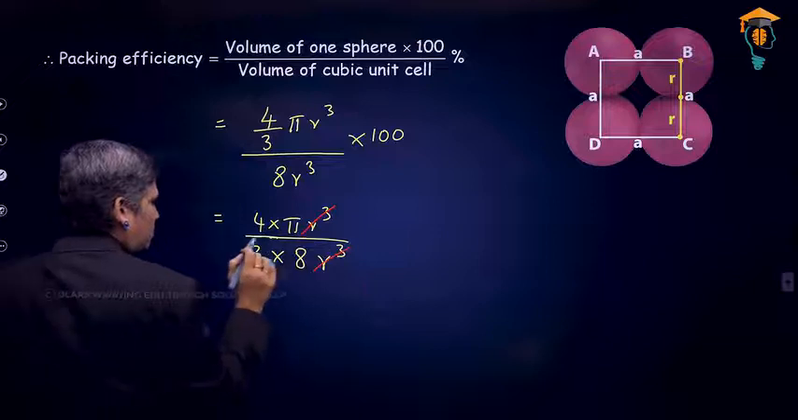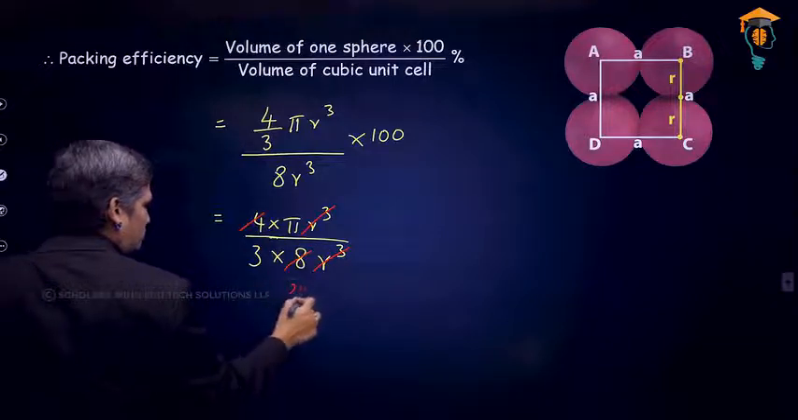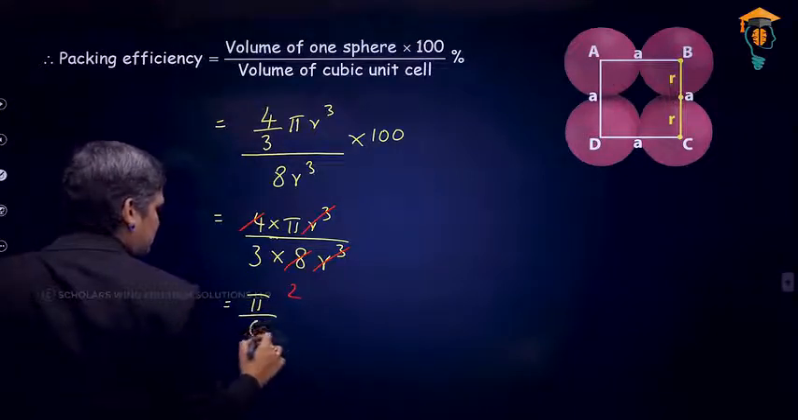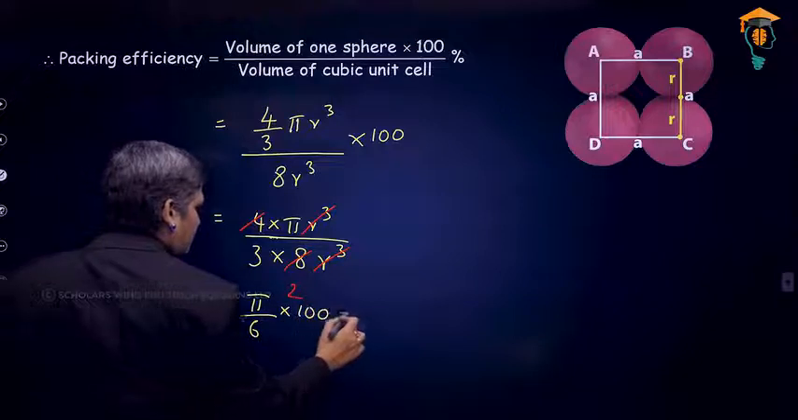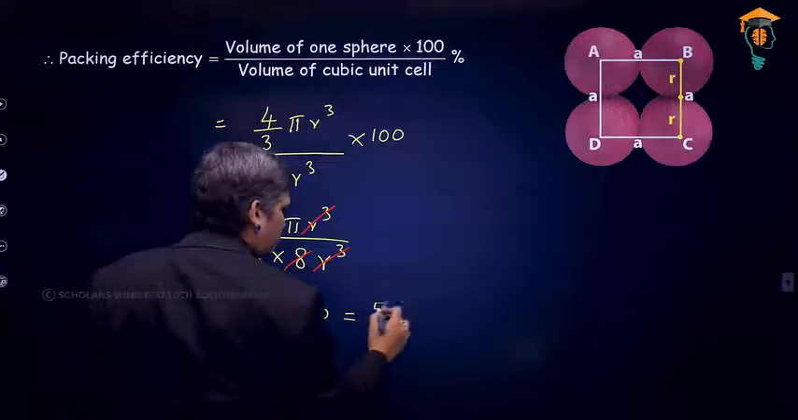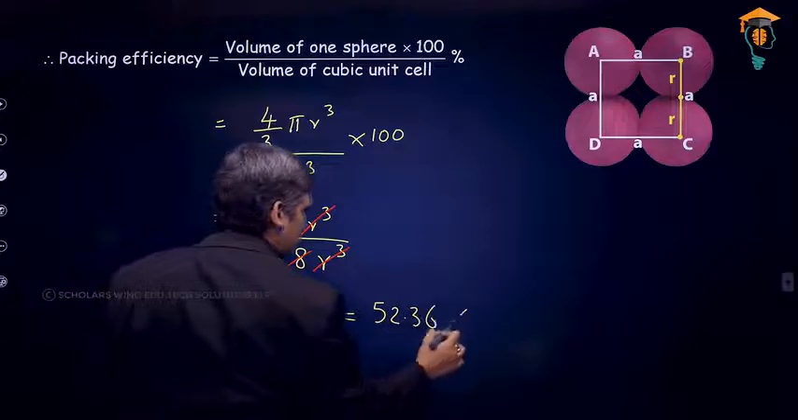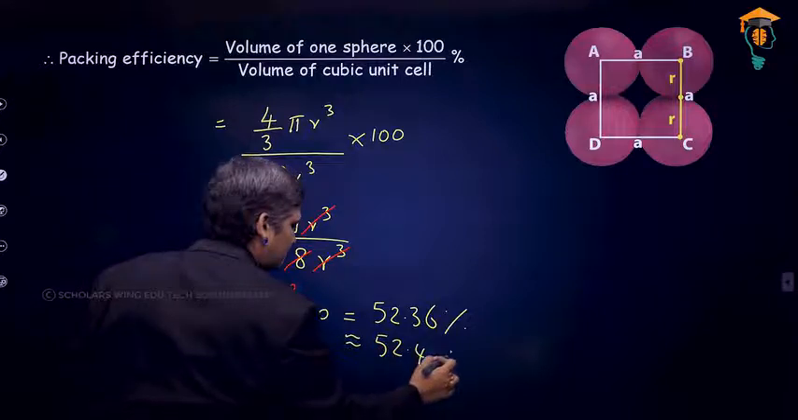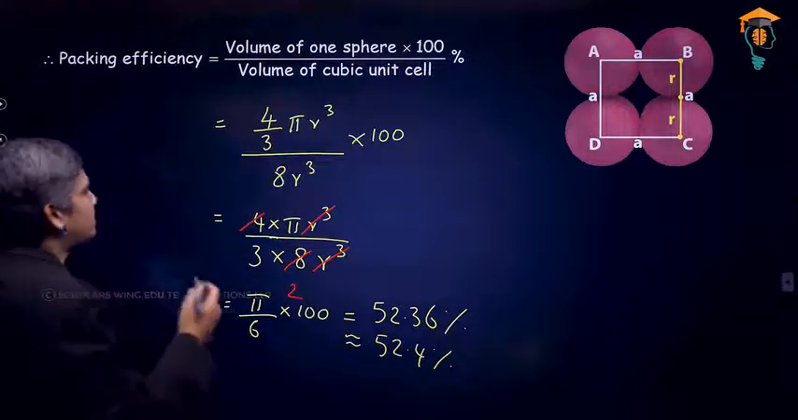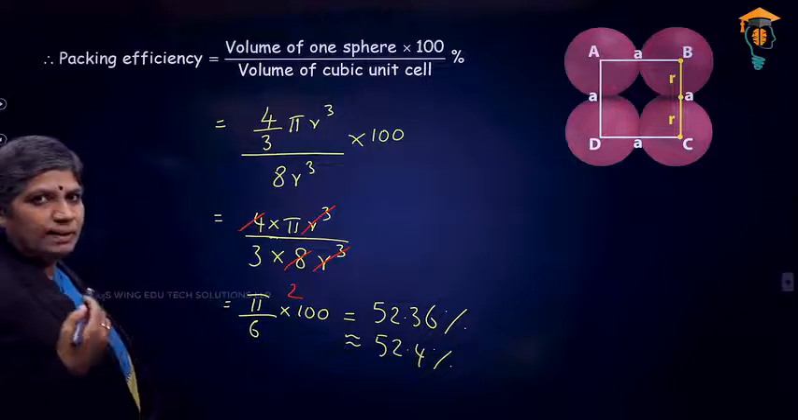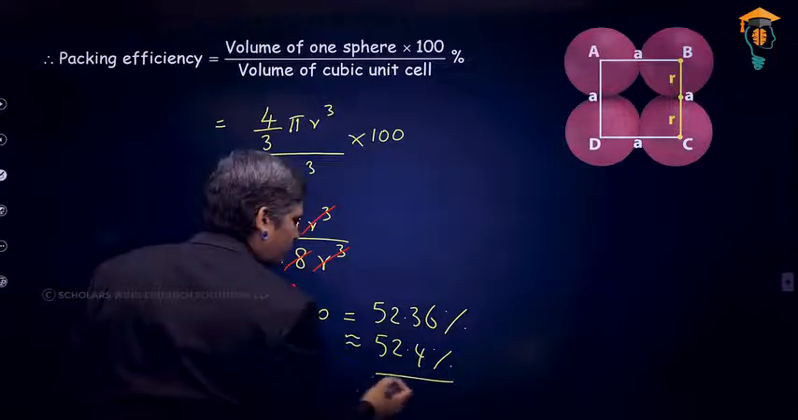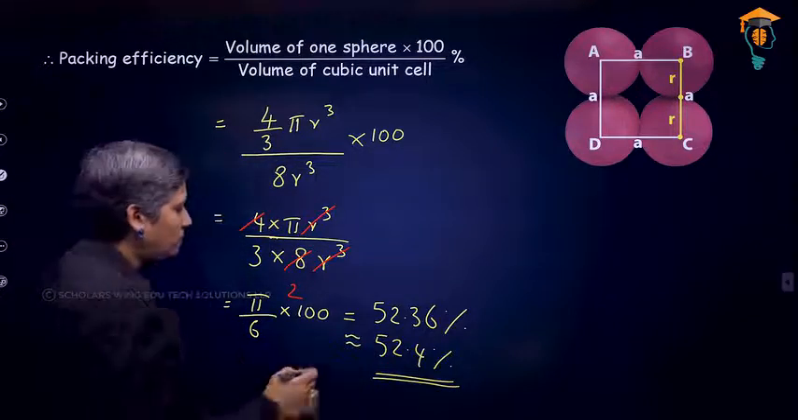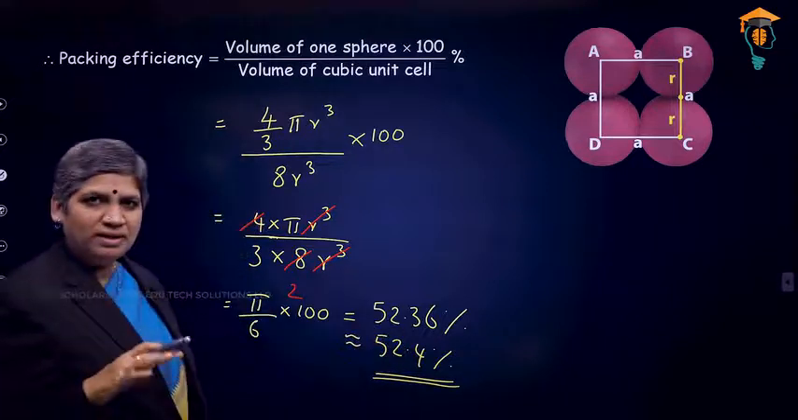R cube gone. 4 ones are 4, twos are 2. Therefore, now you got pi by 6, isn't it? 3 twos are 6, into 100. If you further calculate, you'll get 52.36%. You can approximate this to 52.4%. So what is the packing efficiency in the case of a simple cubic lattice? Yes, it is 52.4%. That means out of 100 units of volume available, only 52.4 units of volume are filled.